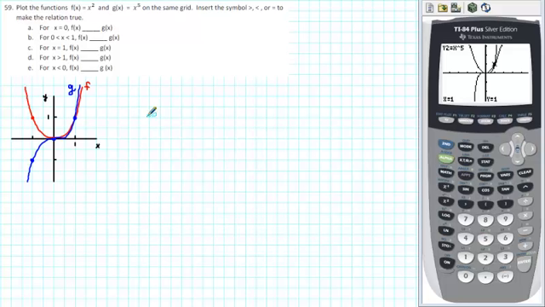Now that we have the 2 graphs, we'll go ahead and use them along with a table of values to answer parts A through E. First of all, we have for x equals 0, f of x is either greater than, less than, or equal to g of x. So let's go to Table Set, second window, and change the independent variable to Ask. Then go to the table.